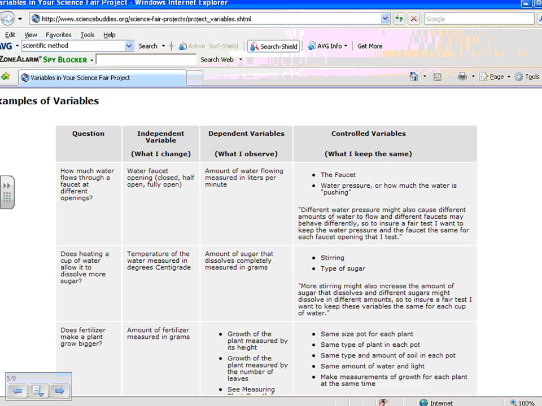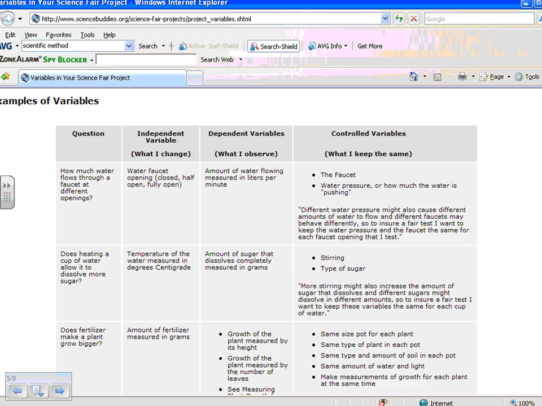So if we're going to write up a hypothesis for this, Joey, tell me what a good hypothesis might be for that question. If I change the temperature higher, then the amount of sugar dissolved will increase. Yep. If I increase the temperature, the independent variable, then more sugar will dissolve. If the independent variable, then the dependent variable. Make sense?